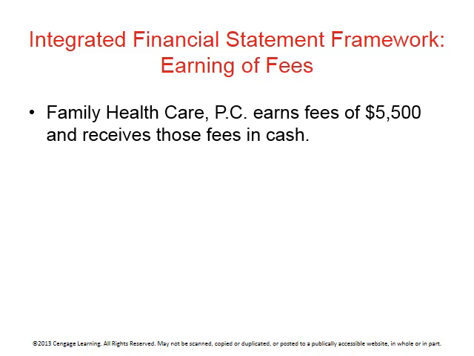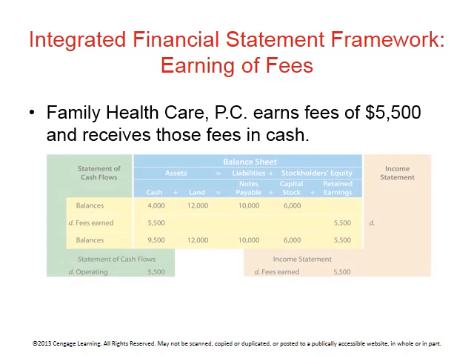Earning of fees. So family health care, we earned fees of $5,500 and we received it in cash. So we did some work for $5,500 and we got paid in cash. So if we look under D, fees earned, our cash increased $5,500 because cash came in the door, and our retained earnings increased $5,500. And if we look underneath our statement of cash flows, we had an incoming operating cash flow of $5,500 because cash came in the door based on operations.